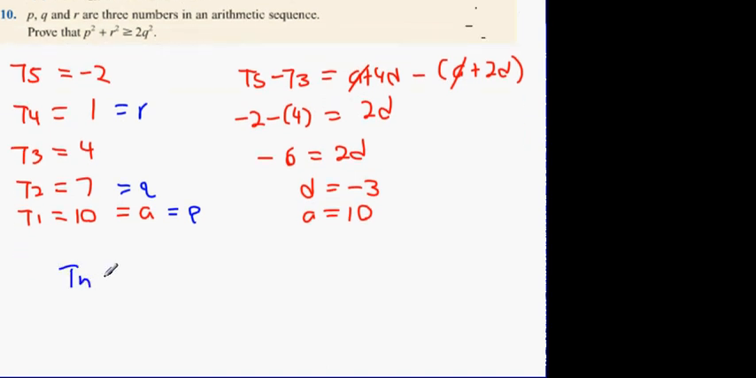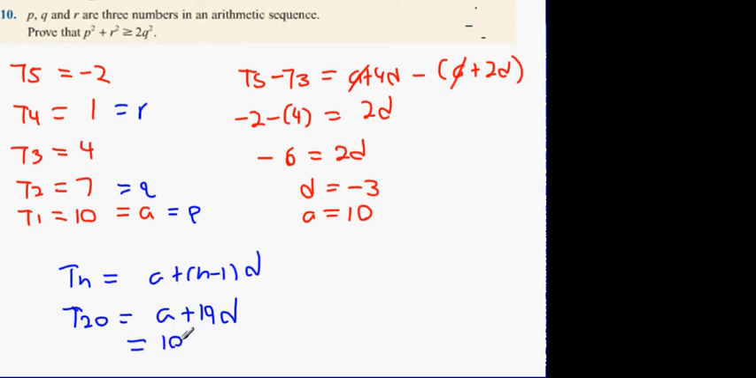So I'm going to do Tn. Well, we can do Tn, or we can just do the fact that T20 is A plus 19D. You could also use your A plus n minus 1 times D formula, but there's no need. Then A is 10, and then D is going to be 19 times minus 3. 10 minus 57 therefore equals minus 47. Okay, so that's minus 47.